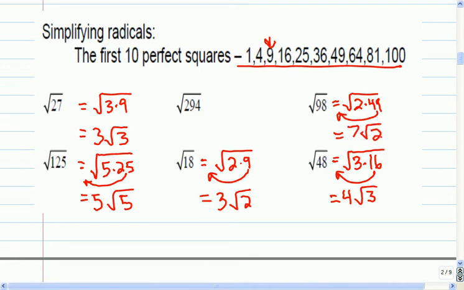And 294. So 294, let's see here. What's the largest number up there that'll go into 294? 49. Okay, how many times does 49 go into 294? 6. Okay, so we have 6 times 49, bring it out, and I end up with 7 root 6. Okay, so those will be in simplest form there.